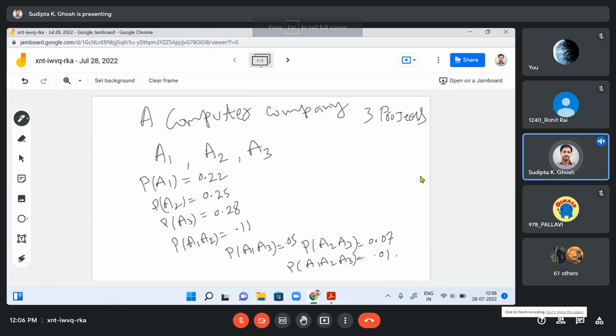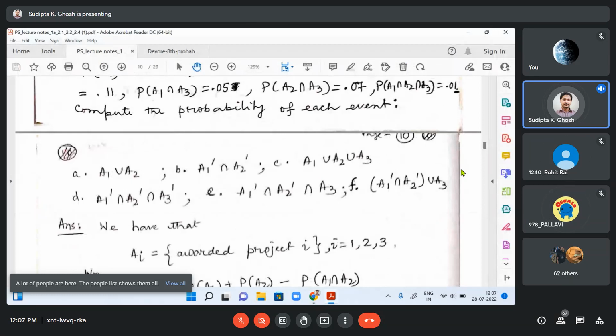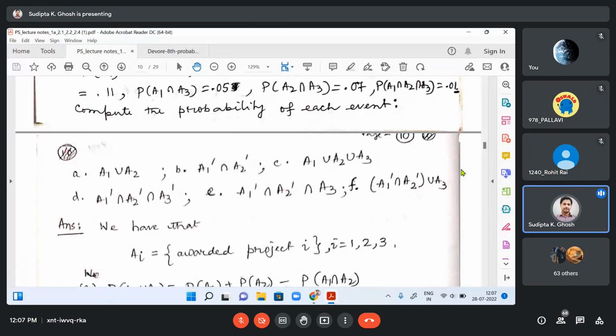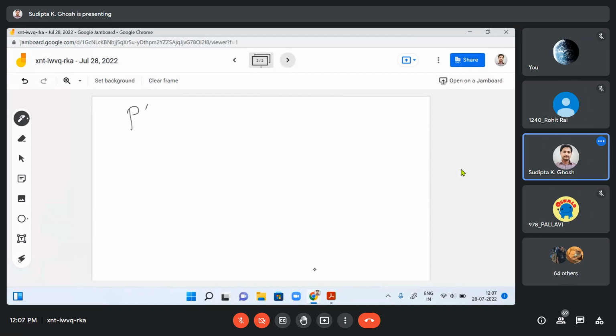Requested to ask some questions. What type of questions? They have given 6 questions. The first question is the probability of A1 union A2, which you have to calculate. Can you calculate the value of probability of A1 union A2?